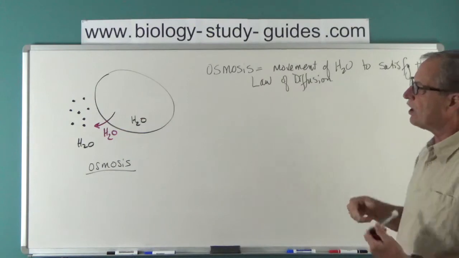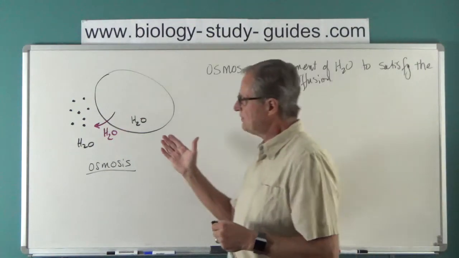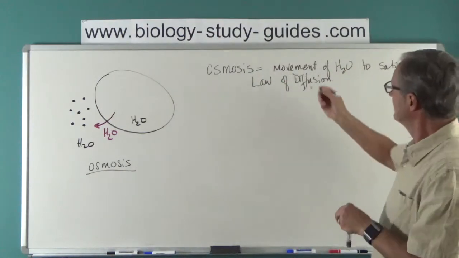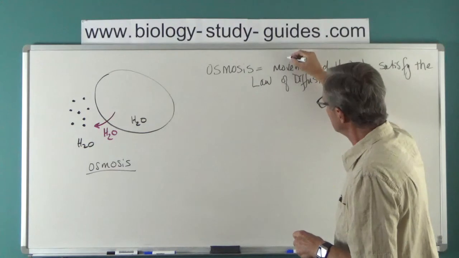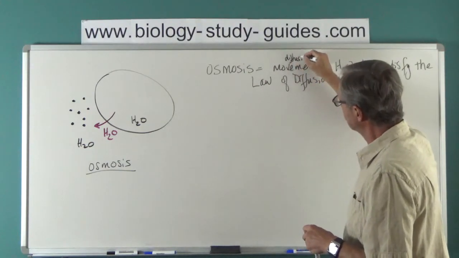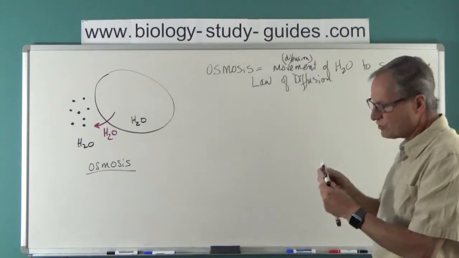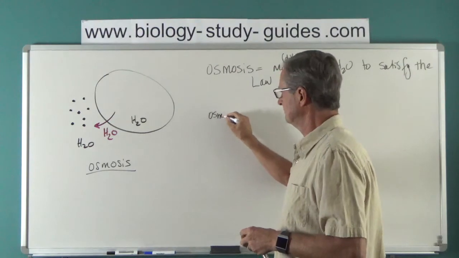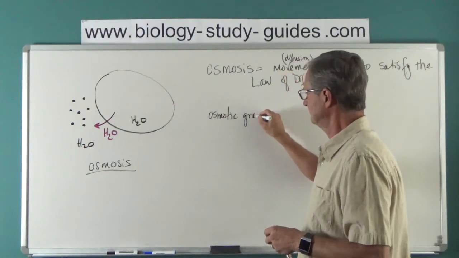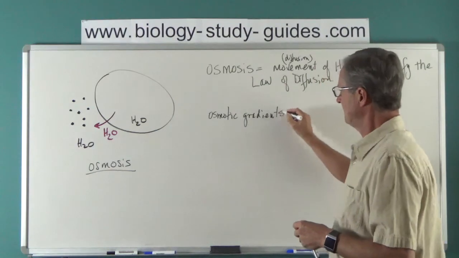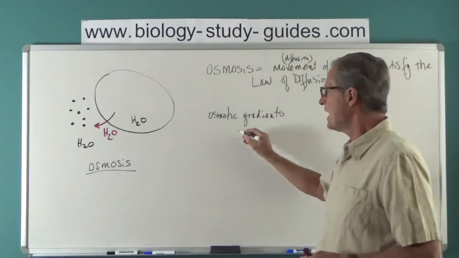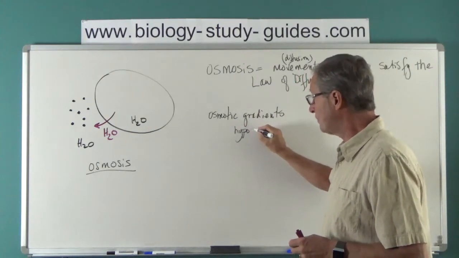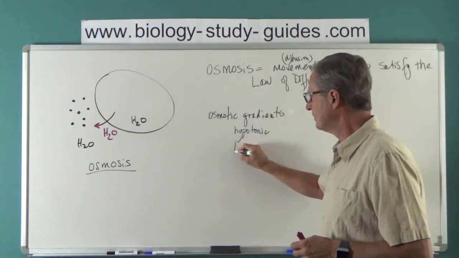Now we changed the terminology a little bit here because we don't talk about diffusion so much, although osmosis is technically the diffusion of water. But we changed the terminology around and we talk about osmotic gradients. So we could have something which is hypertonic. A whole set of terminology comes in here. Hypotonic and hypertonic.